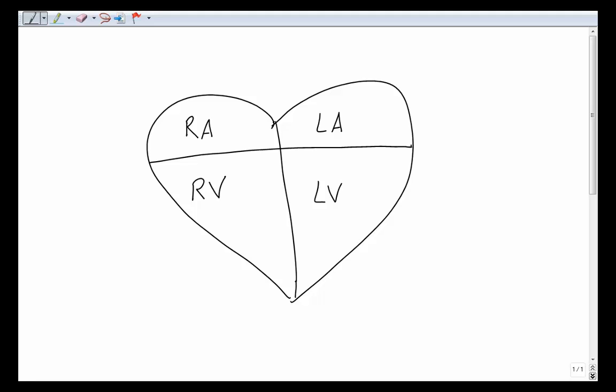Now remember that the left side of this heart is not according to your left, it's according to the picture's left. So if someone actually owned this heart, it would be their left side, not your left side.